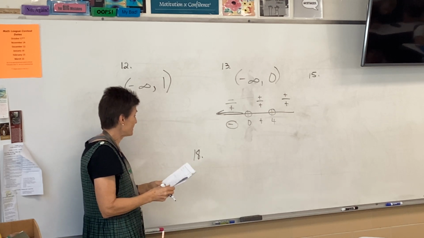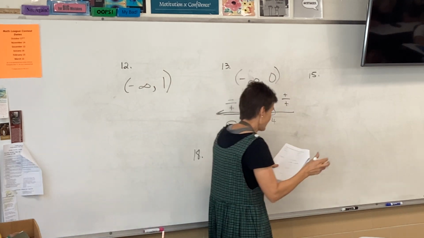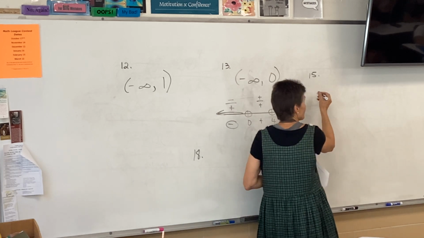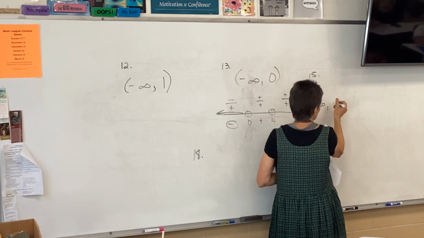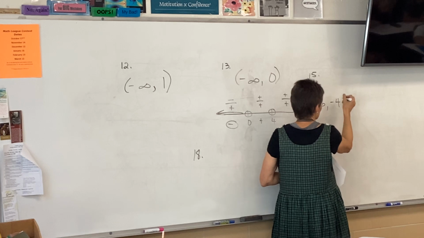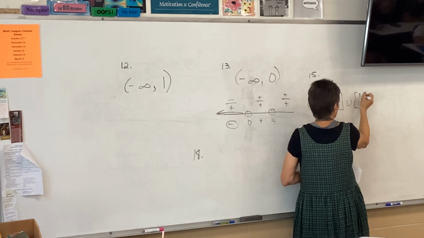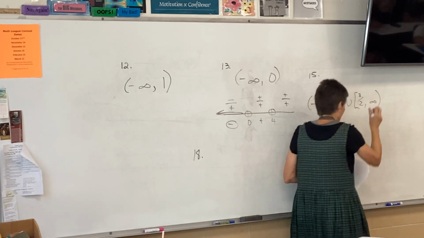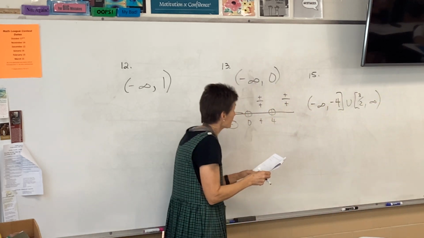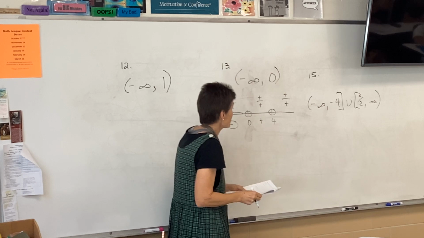Okay, what about 15? You put an answer to 15. Yeah. Negative infinity to negative 4, closed. Closed, okay. Unified with closed 3 halves to positive infinity. That's what I got.